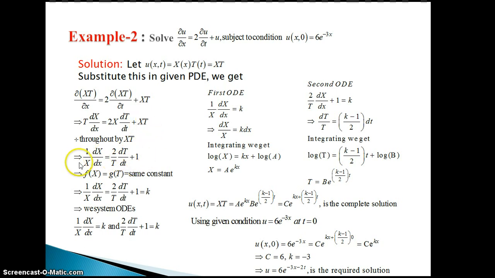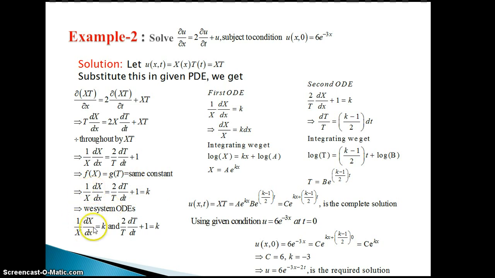Now it is already in the form where the left hand side is a function of x and the right hand side is a function of t. So these two are equal. This equality is not possible always, unless they are equal to the same constant. That constant I have taken as k. Therefore 1 by X dX/dx is equal to 2 by T dT/dt plus 1 is equal to k, which will give rise to a system of ODEs.